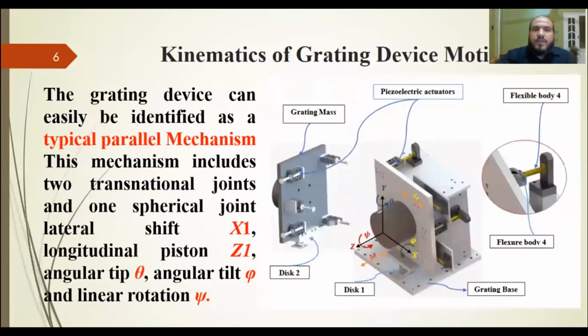The grating device can be easily defined as a typical parallel mechanism. This mechanism includes 2 translation joints and 1 spherical joint, and can make 5 degrees of freedom: move along the x-axis, move along the z-axis, and rotate about 3 axes with theta, phi, epsilon.